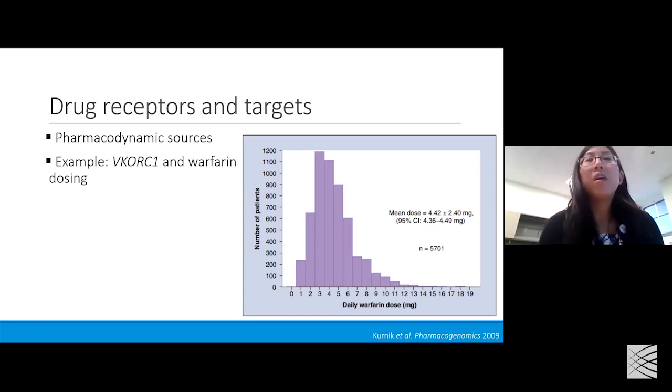Okay, so moving on. We talked about transporters and enzymes involved in drug metabolism, but I also want to move to some pharmacodynamic sources of variation. The key example here is warfarin dosing. Warfarin is an anticoagulant with a narrow therapeutic window, as I mentioned, where the daily dose, depicted in this figure, is highly variable among individuals.